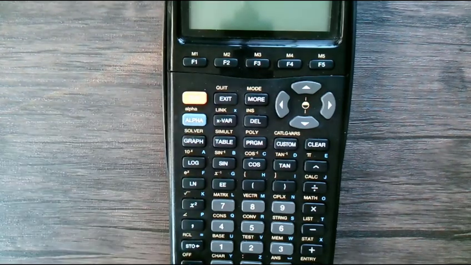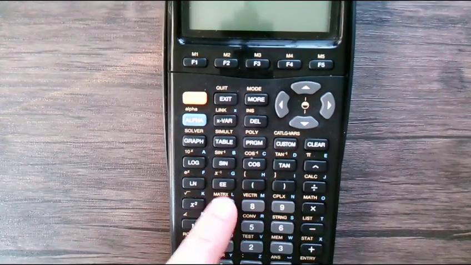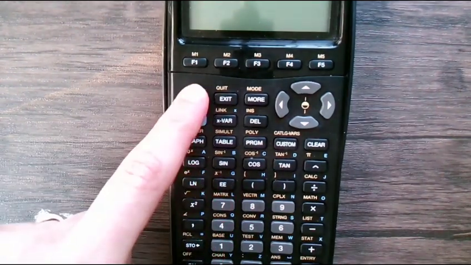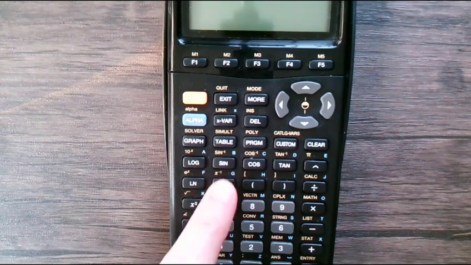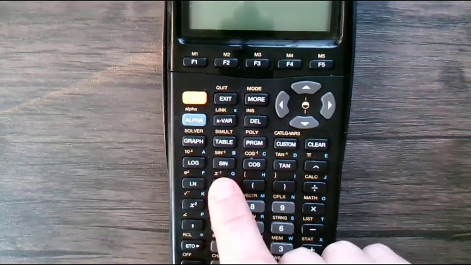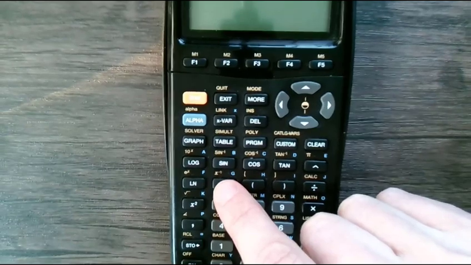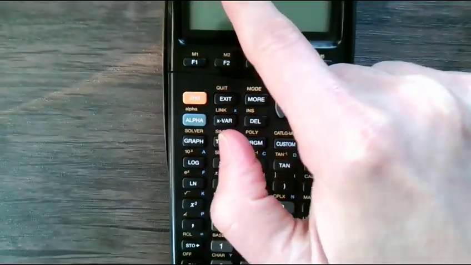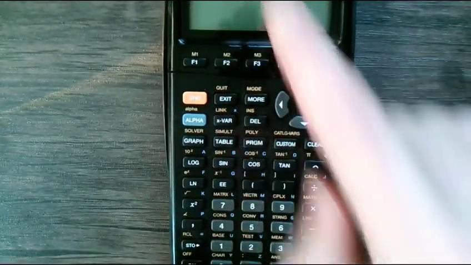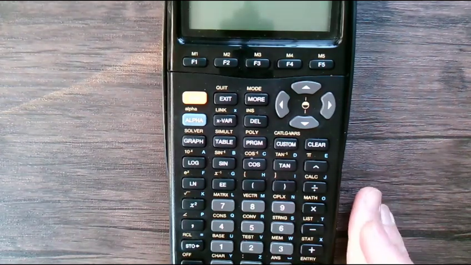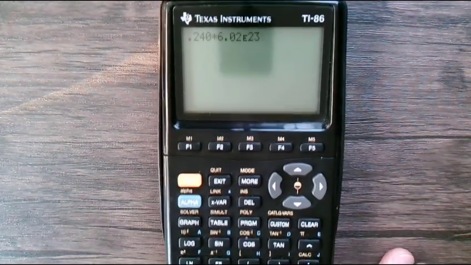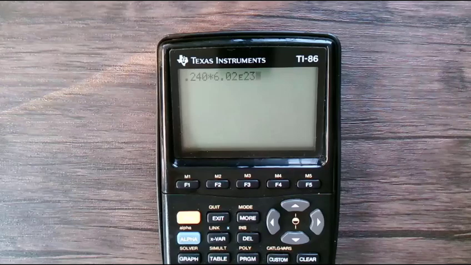I'm going to hit second, and this number above my 7, actually not second, sorry. The button above my 7 is EE. Some calculators might make you do second EE, but notice that it says 6.02 E23. That stands for 6.02 times 10 to the 23rd.